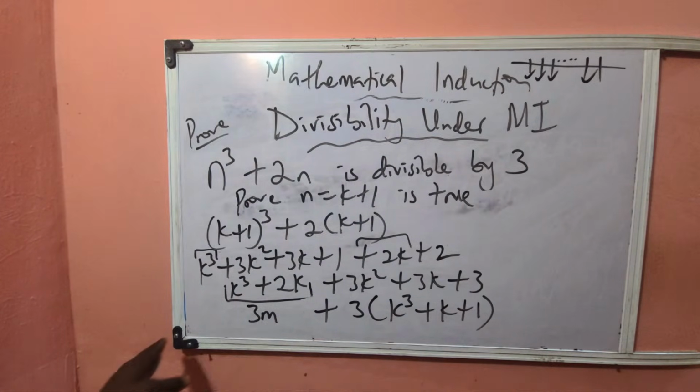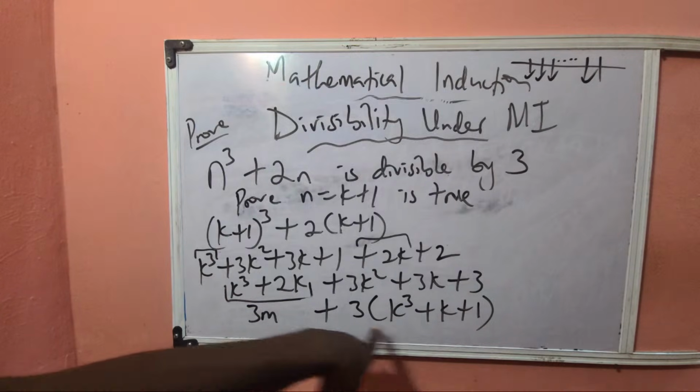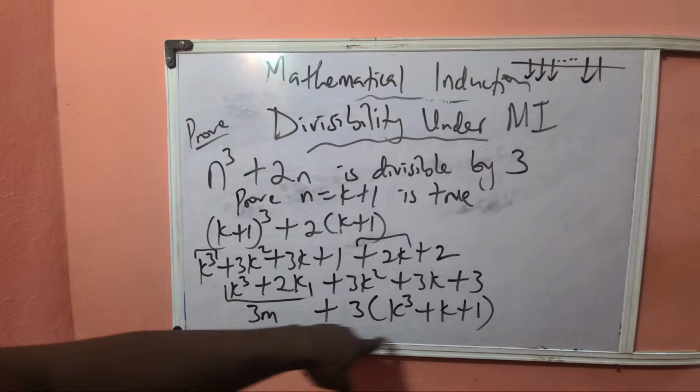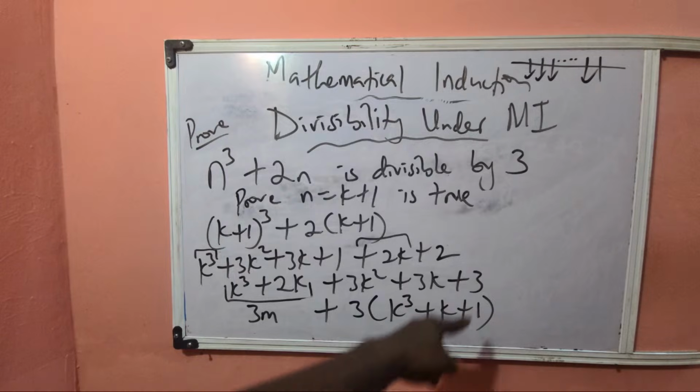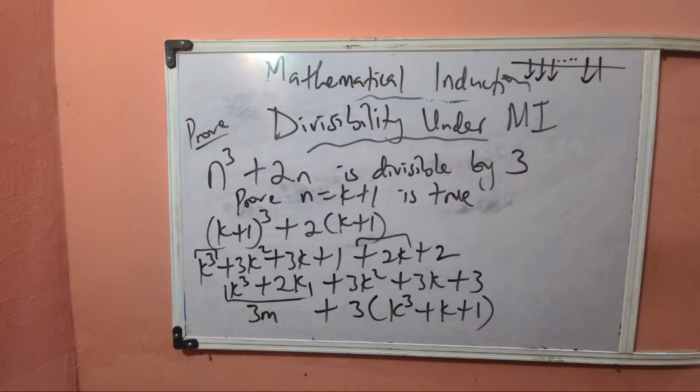So I go on to bring out k cube plus k plus 1. Now, this one is divisible by 3 already. Can you tell me, do you think this expression will be divisible by 3, this particular one? This 3 into brackets, and k cube plus k plus 1. Will it be divisible by 3? The answer is absolutely yes.